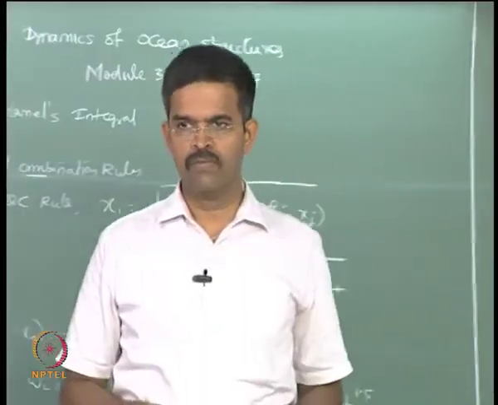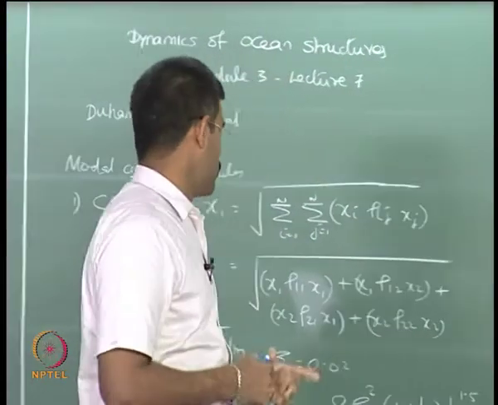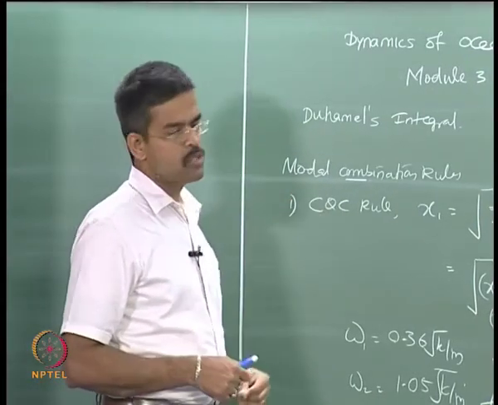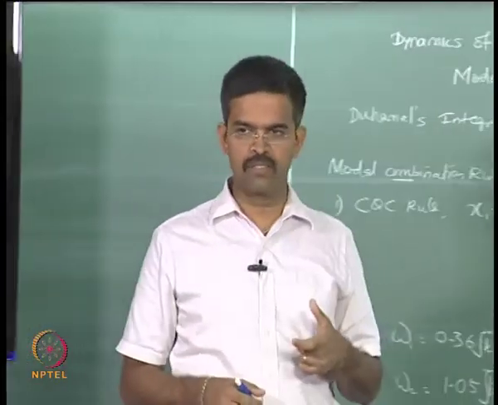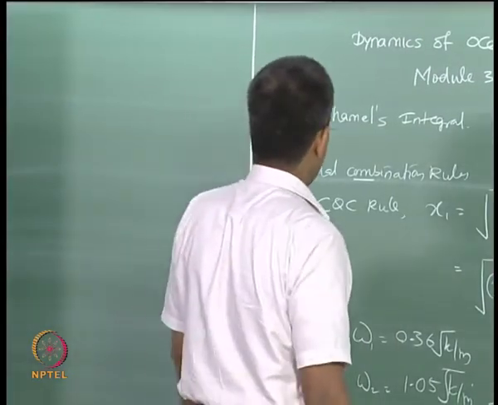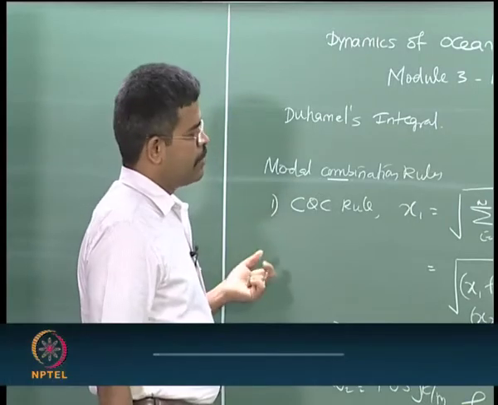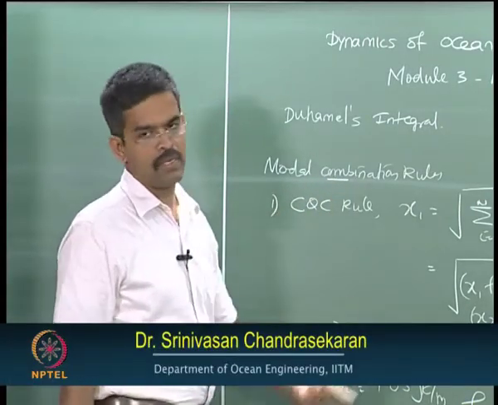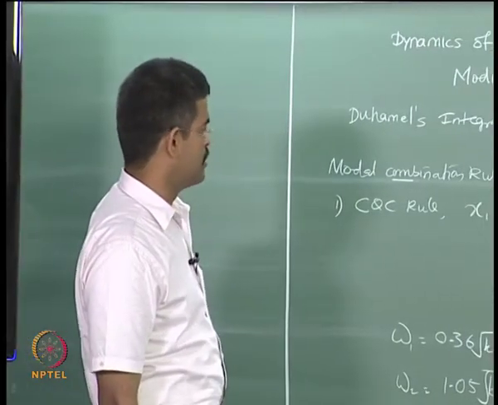So, in the last lecture we discussed the combination rules, we spoke about the truncation of modes, we also spoke about the static correction if you want to avoid the higher modes. Now we take up an example and show how the modal combination rule can be employed for different categories of problems very quickly by a simple example.